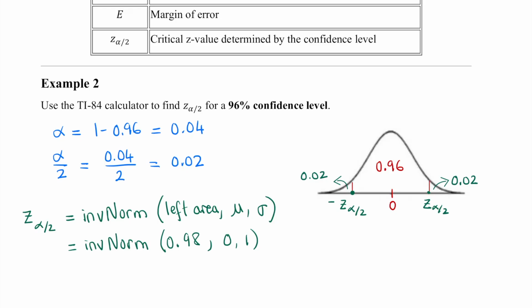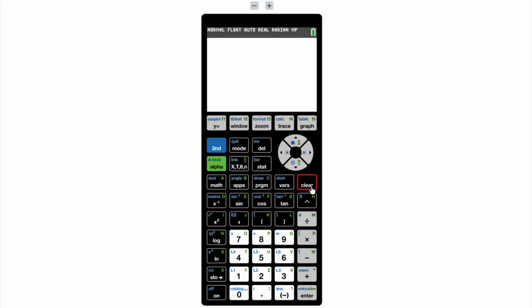Now, we'll use the calculator to find the value. To open the distribution menu, press second vars. Choose inverse norm and press enter. For the area, enter 0.98. Mean is 0, standard deviation is 1. Highlight the left option because we're using the left area. Highlight paste and press enter, and press enter again. This is our answer.